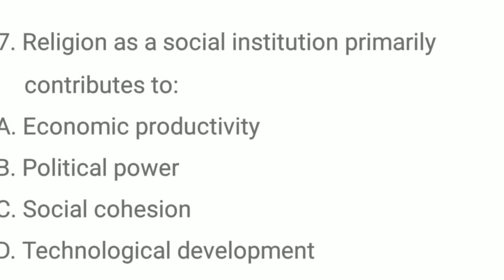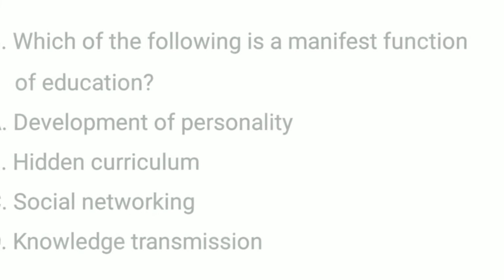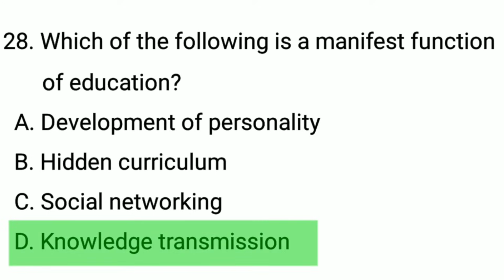Question number 27, religion as a social institution primarily contributes to? The right option is option C, social cohesion. Question number 28, which of the following is a manifest function of education? The right option is option D, knowledge transmission.